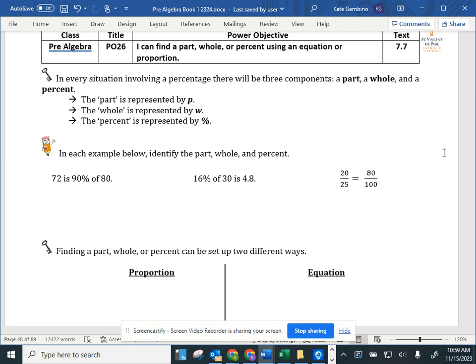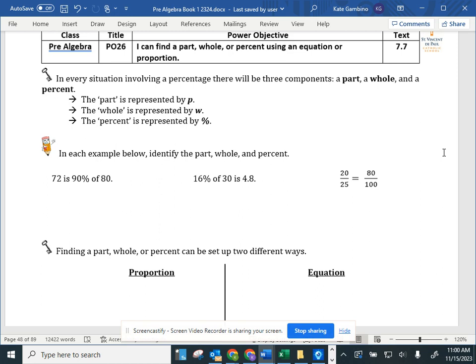Okay? I can find a part, whole, or percent using an equation or proportion. So we're going to be using a very specific formula that you'll use a lot. So it's important that we know this. This is why it's a power objective. So we need to know the formula. We need to know how to use it. And it goes pretty easy once we understand it.